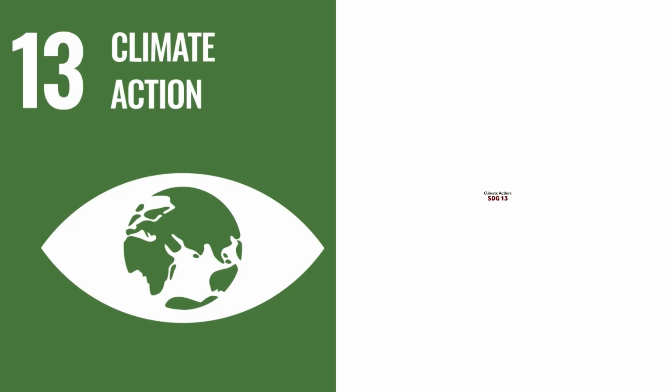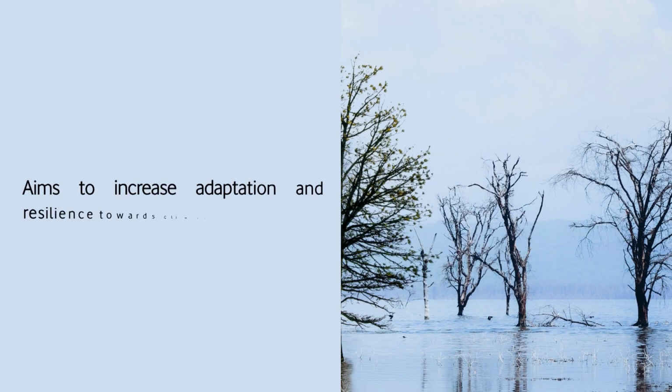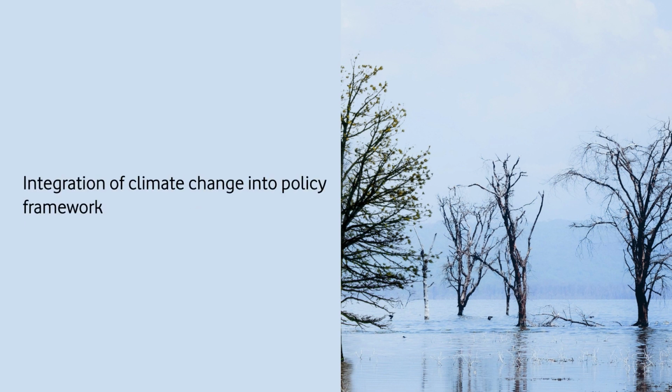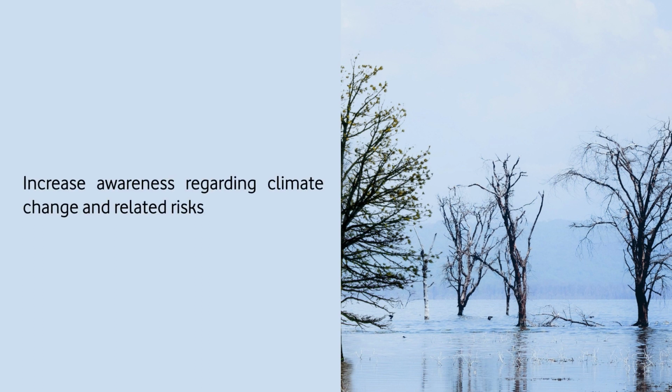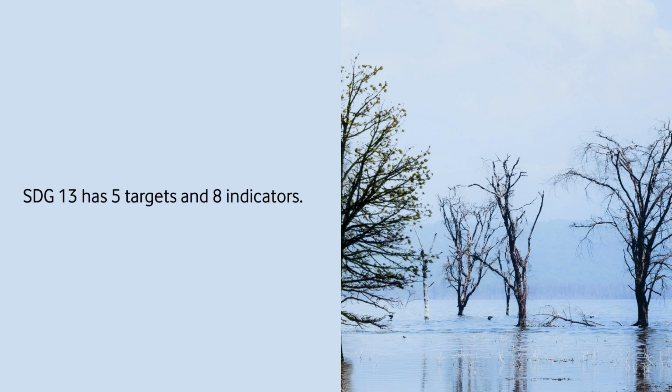climate change. SDG 13 talks about climate action and is concentrated towards taking urgent action to combat climate change and its impact. The main aims of SDG 13 are to increase adaptation and resilience towards climate related risks, integration of climate change into the policy framework of various nations, increasing the awareness related to climate change and related risks, and the SDG 13 also aims to build capacity for effective climate related management. SDG 13 has 5 targets and 8 indicators.